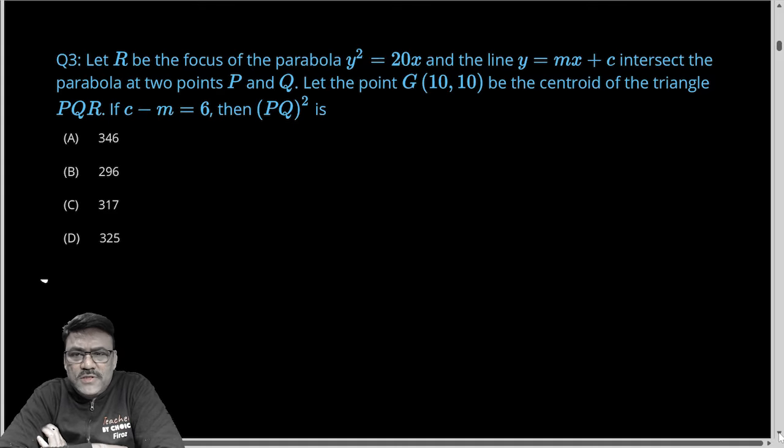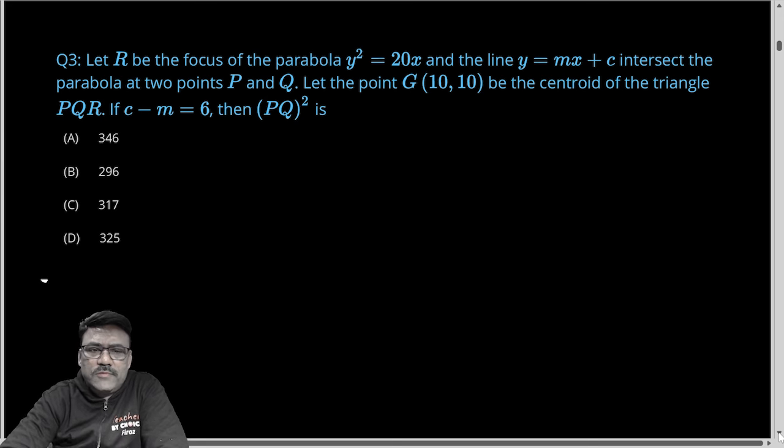Okay, let's see this question now. This is from parabola. You are given a parabola y square is equal to 20x whose focus is R, and then a line is given. This line is cutting the parabola at 2 points P and Q, and the centroid of the triangle PQR is given as 10, 10. So what will be the length of this chord PQ square?